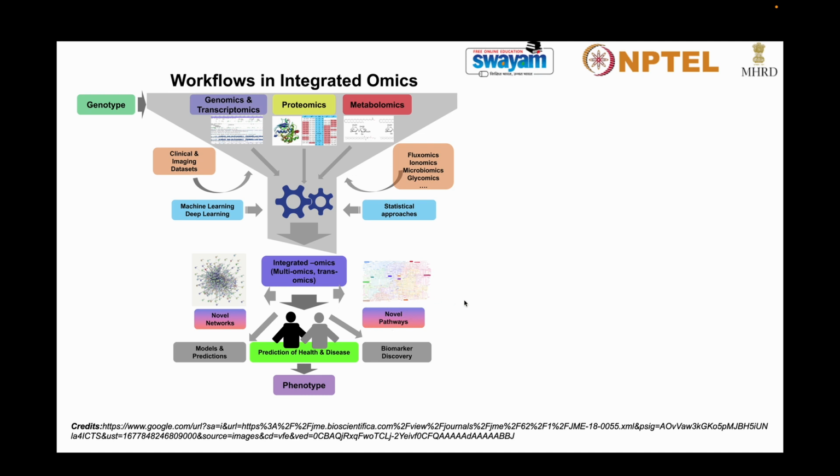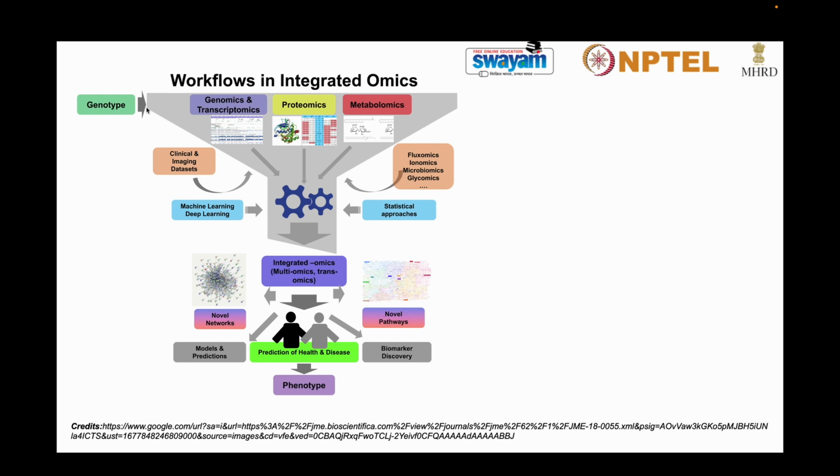Then we can also design novel pathways. If a particular protein is involved in metabolism, then there is a certain pathway, and we can construct which genes are involved in which pathway. Then we can do modeling and predictions. We can make certain predictions by comparing. We can also discover biomarkers. A biomarker is, if a particular disease is caused by a certain variation, that variation would be a biomarker for that disease. And ultimately it will help us in the prediction of disease and health, and we'll get the phenotype, that is, what the expression will be.